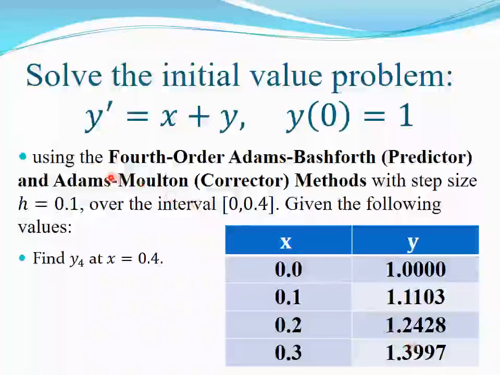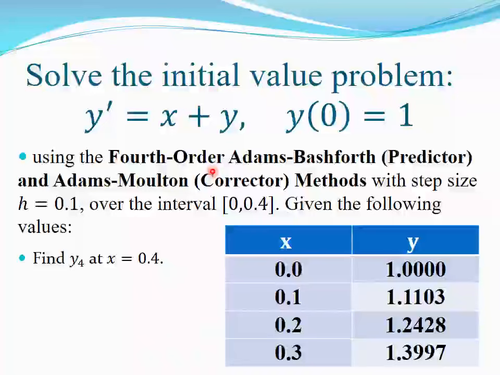Today we will solve this question. dy/dx is given as x plus y. The initial value is also given: x0 is 0 and y0 equals 1. We use the Adams-Bashforth method and the Adams-Moulton method. The value of h is given as 0.1, and the interval is given as 0 to 0.4.